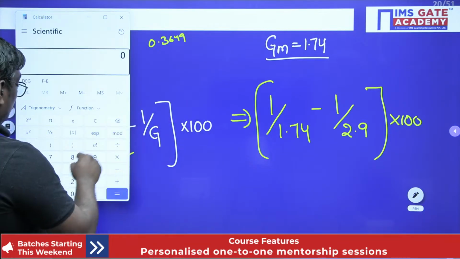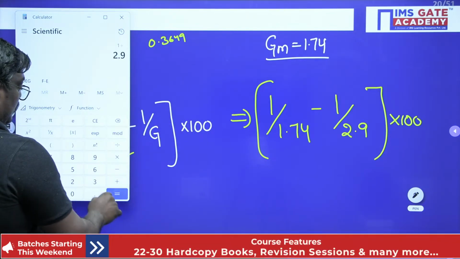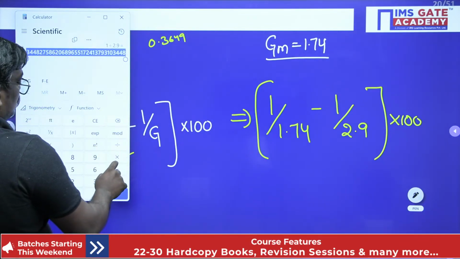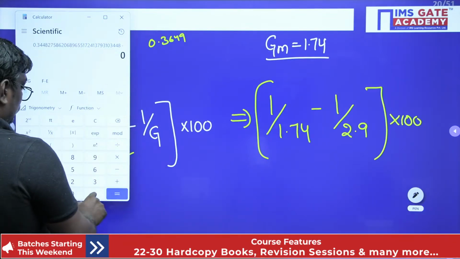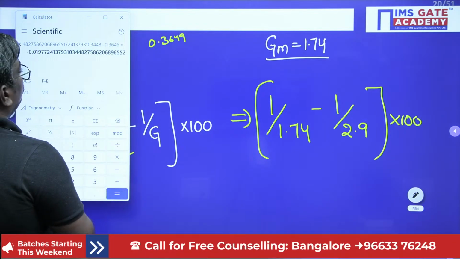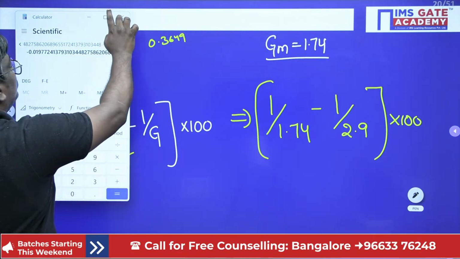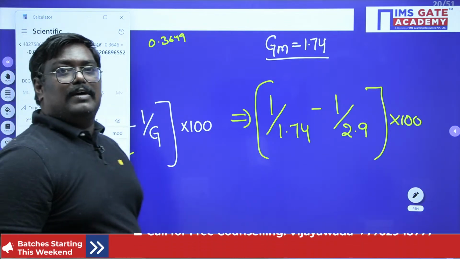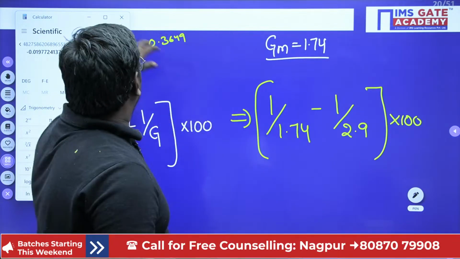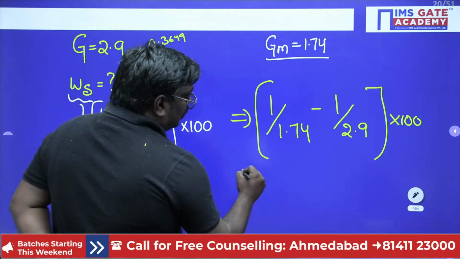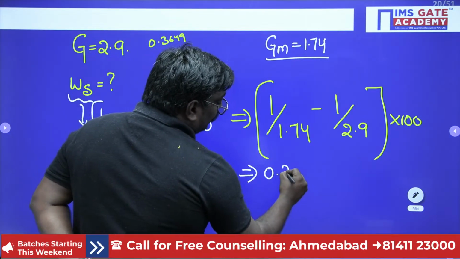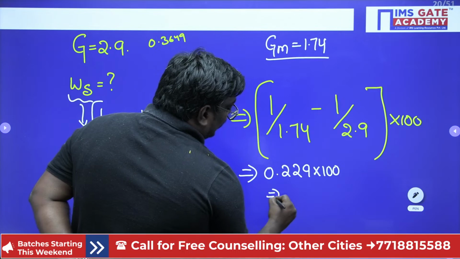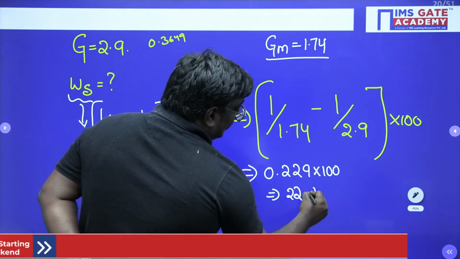So here we have the other one, 1 divided by 2.9. It is how much, sir? 0.348 minus 0.3649. If I do it, you will get the shrinkage limit. What is the value of the shrinkage limit? How much did you get, my dear students? Very good, Srujana. You will get a value of 0.229 into 100, which is equal to 22.9 percent.